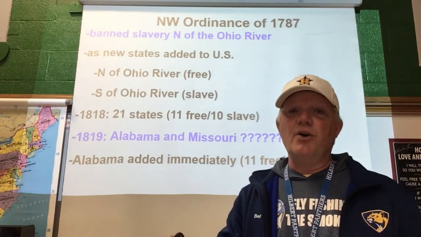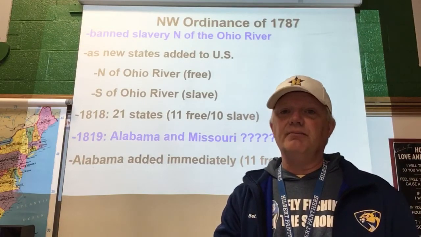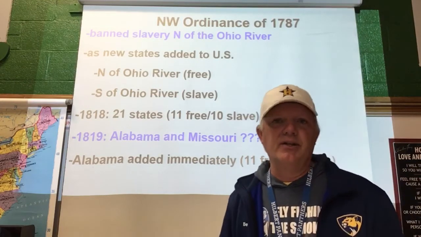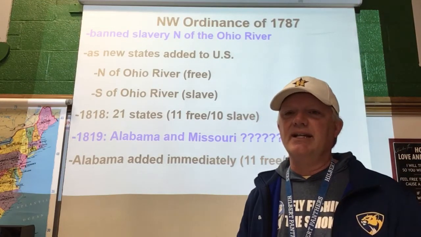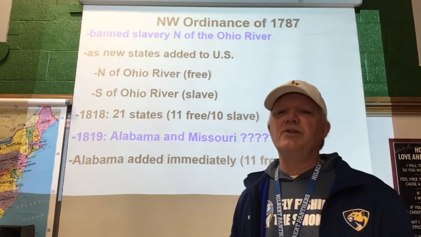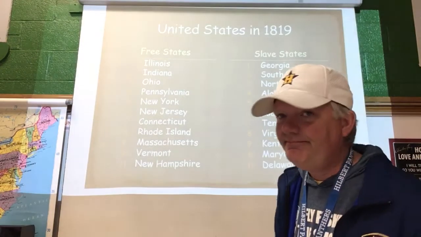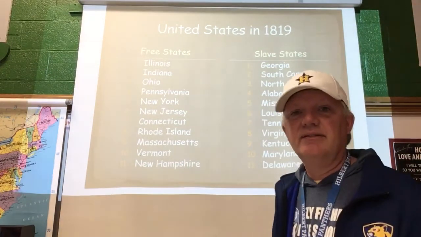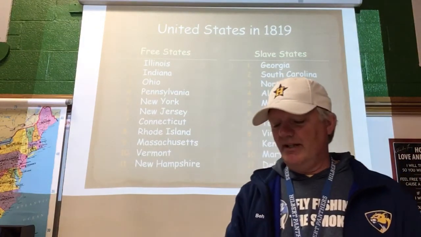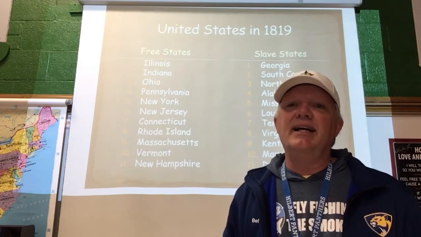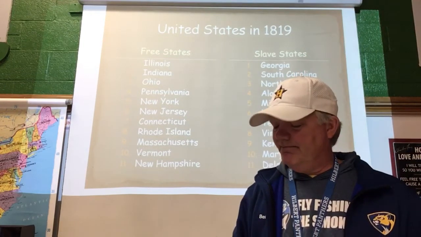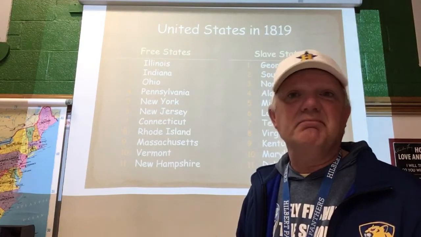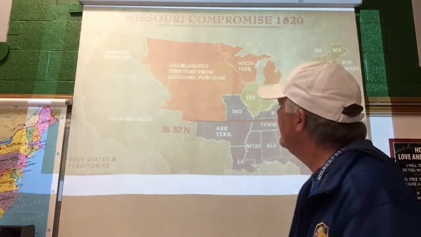Now Alabama's a no-brainer. It's in the deep South. It's going to be a slave state, and it's going to make it 11-11. So Alabama becomes a state. But what are we going to do with Missouri? So in 1819, it's 11-11. And then Missouri comes along, and it's got a rare set of circumstances. Let's take a look at the map.